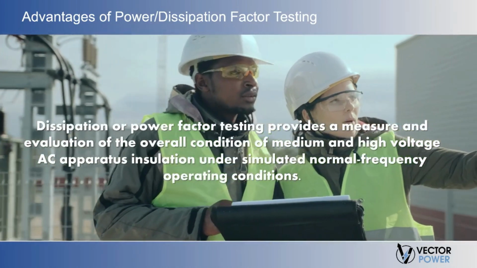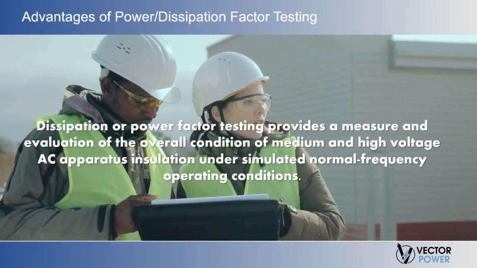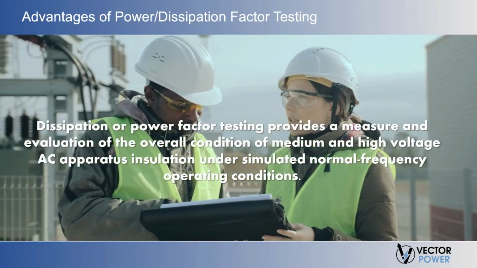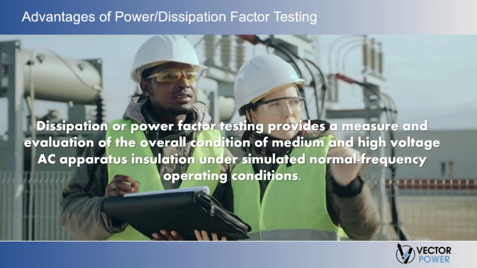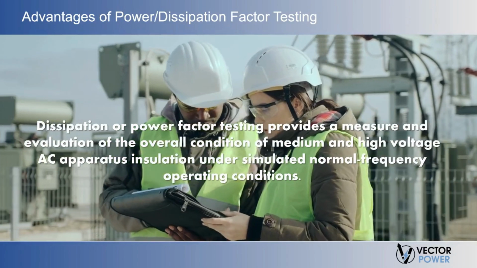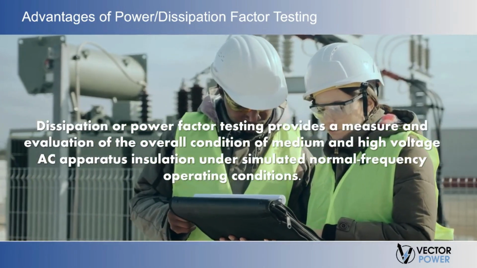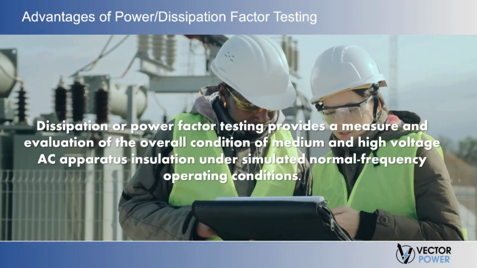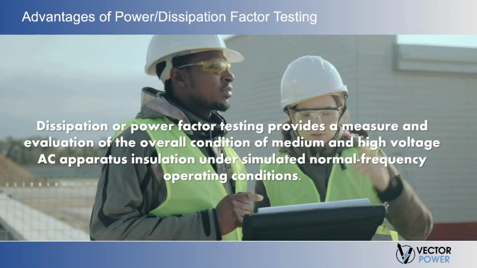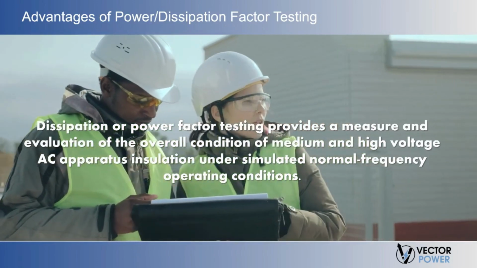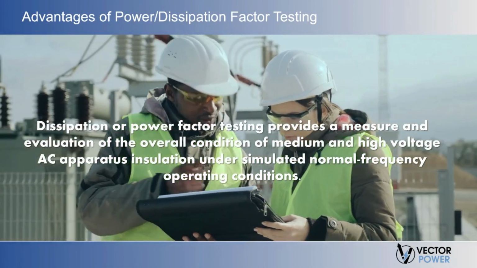Dissipation or power factor testing provides a measure and evaluation of the overall condition of medium and high voltage AC apparatus insulation under simulated normal frequency operating conditions. This is independent of the duration of the test. Now, DC tests do not simulate normal insulation operating conditions. Furthermore, the results are affected by the duration of the test.